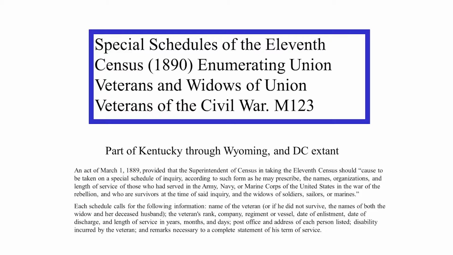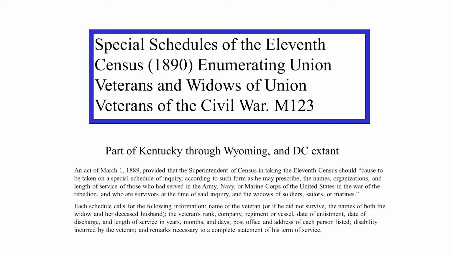But as we move back in time, always think about the timeline. Let's go back to 1890. You're probably aware that most of the U.S. Census was burned in the 20th century. But there's a portion of the 1890 special schedule that covers part of Kentucky through Wyoming and the District of Columbia that is extant. And that's available on Ancestry, so you can use it here on the library computers downstairs. It was a special census enumerating Union veterans and widows.